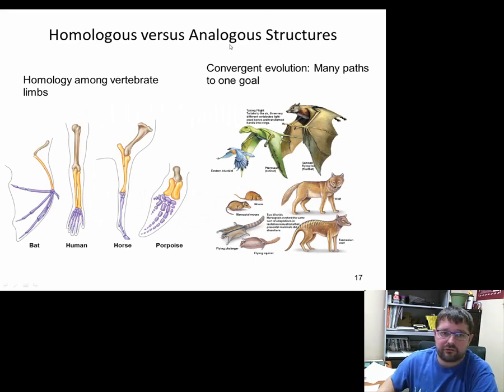So here you can see homologous structures. Same bone, humerus, radius, ulna, phalanges, in all these organisms. Bats, they have elongated fingers, but they have the same bones. Humans, same bone. Horse, same bones. A porpoise, the same bone structure. And really, we can look at all vertebrates, and you can see these bone-for-bone matches. Now, what's been fused, how they are used, and how big they are differ, but the bone itself is the same.